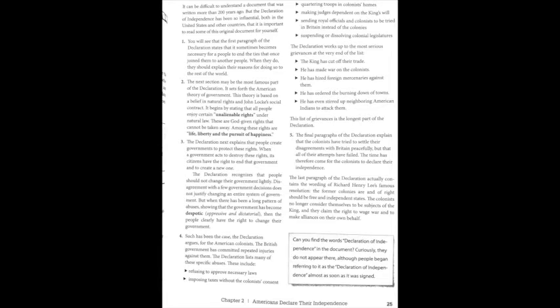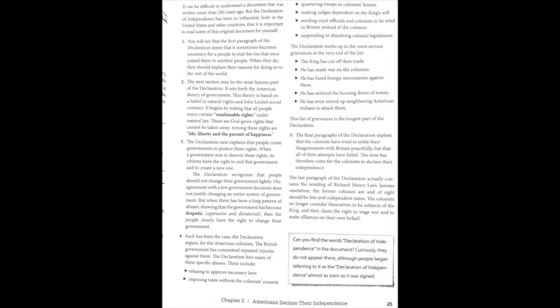1. You will see the first paragraph of the Declaration states that it sometimes becomes necessary for people to end ties that once joined them to another people. When they do, they should explain their reason for doing so to the rest of the world. So what that means is the first paragraph is giving the reasoning. This is why we're leaving, and we just want to make sure everyone's on the same page and they understand.